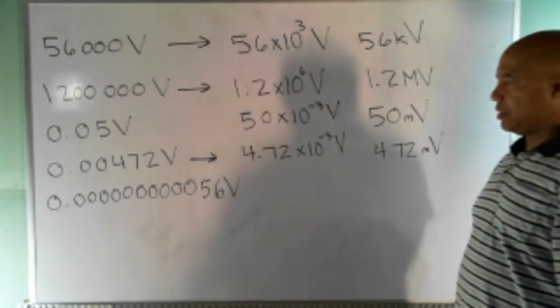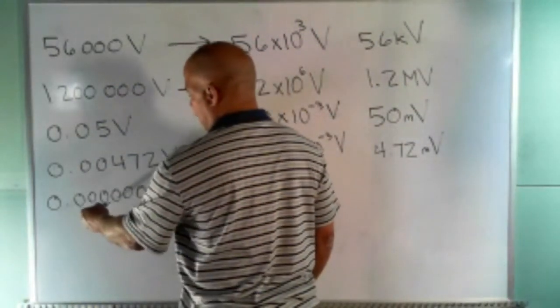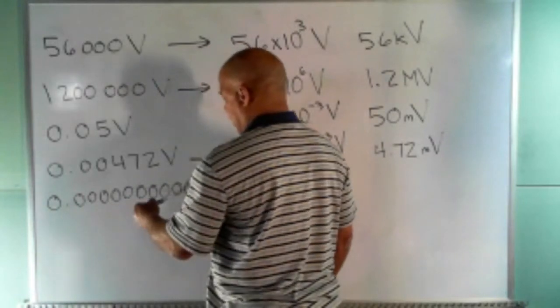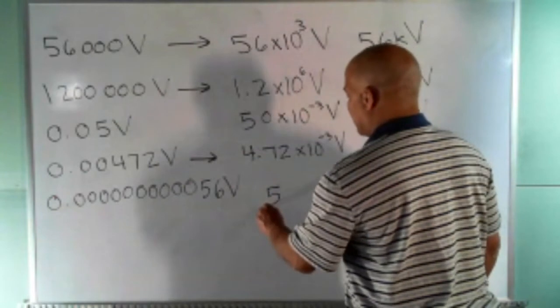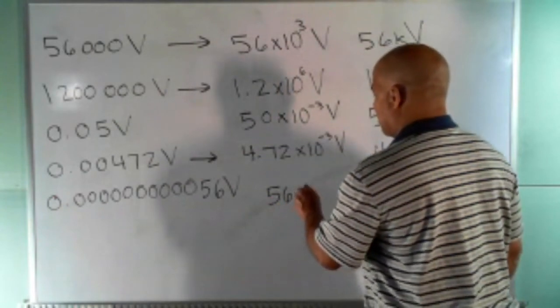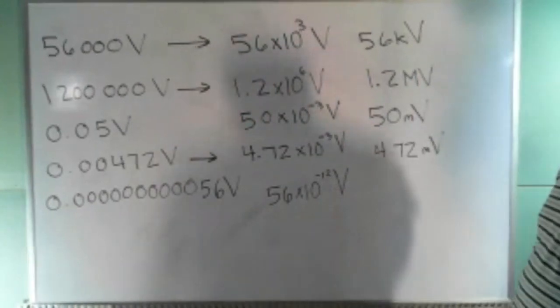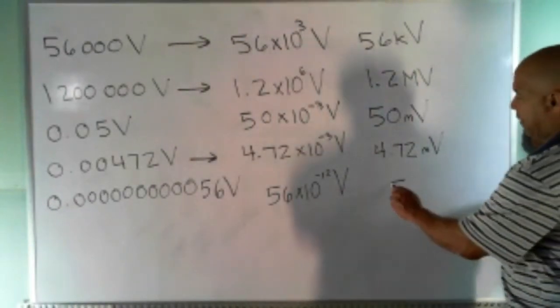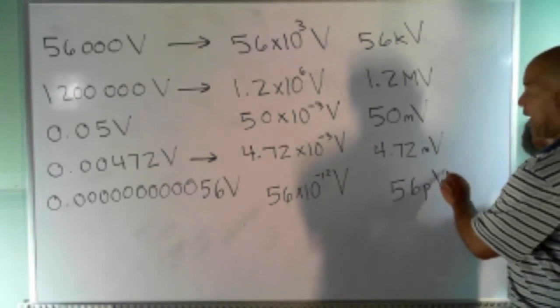And then the last one, I think there were 10 zeros. So I'll go 1, 2, 3, 4, 5, 6, 7, 8, 9, 10, 11. I got to move it over 12 places. Like that. Substitute that, and I will get 56. That would be picovolts. That's a tiny, tiny, tiny voltage.